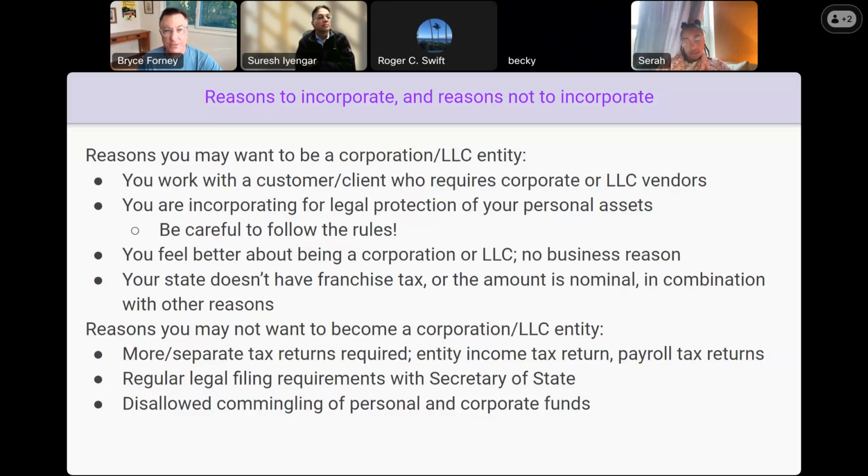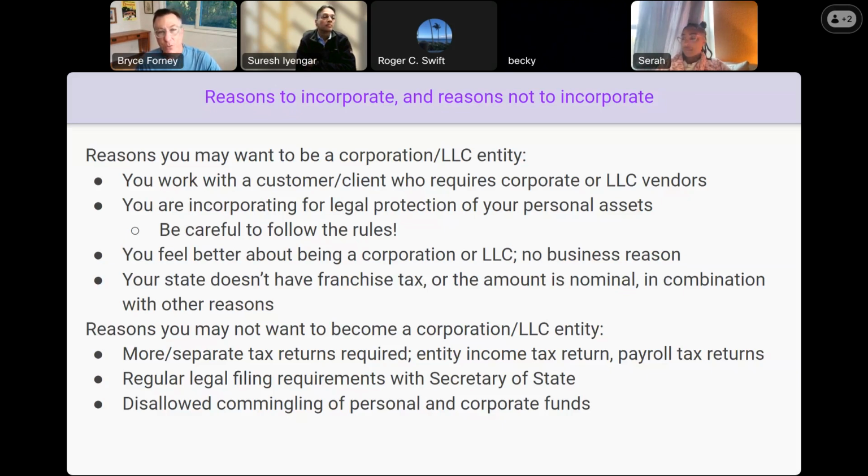So there's a separate tax return. There are separate payroll tax returns. You may have a payroll service involved. So it can become more expensive and maybe more of an administrative hassle to deal with those additional tax returns and processing payroll in and of itself.